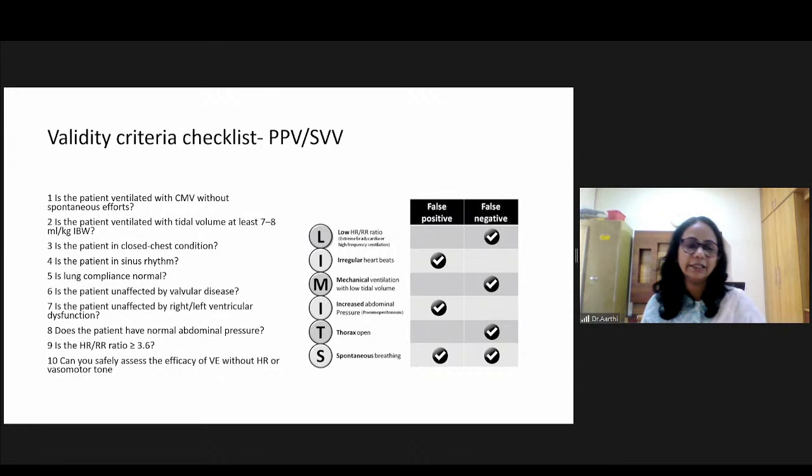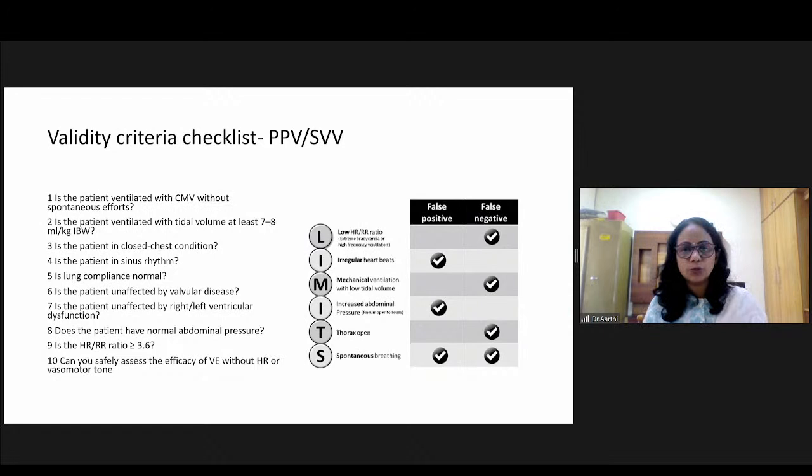The compliance of the lung should be normal so that they transmit and we are able to understand the heart-lung interactions during positive pressure ventilation. Patients with valvular heart diseases should be excluded. And we assume that the right and left ventricular functions are synchronized and coordinated, and the abdominal pressure is normal as well. So these are all the validity criteria checklist where the pulse pressure variation or the stroke volume variation reliably predicts the cardiac output.